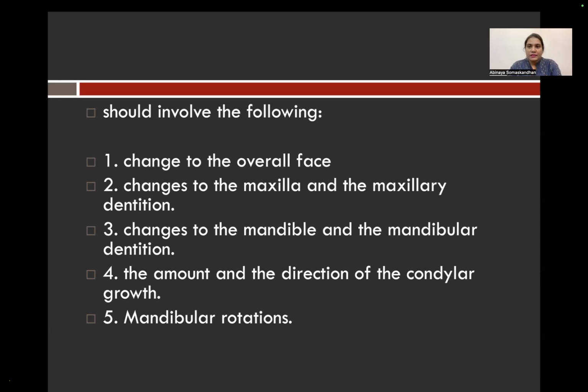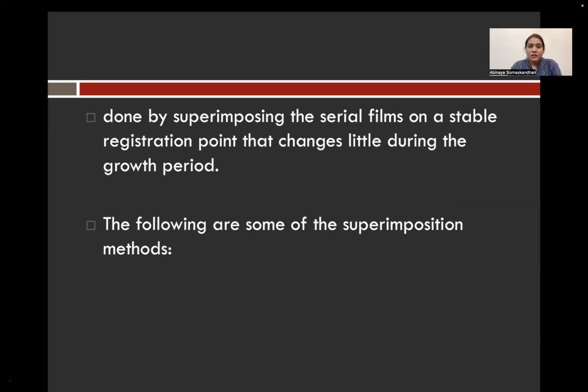Change to the overall face can be assessed. Change to the maxilla and maxillary dentition can be assessed. Changes to the mandible and the mandibular dentition can be assessed. The amount and direction of condylar growth and mandibular rotations also can be assessed. This is done by superimposing the serial films on a stable registration point.